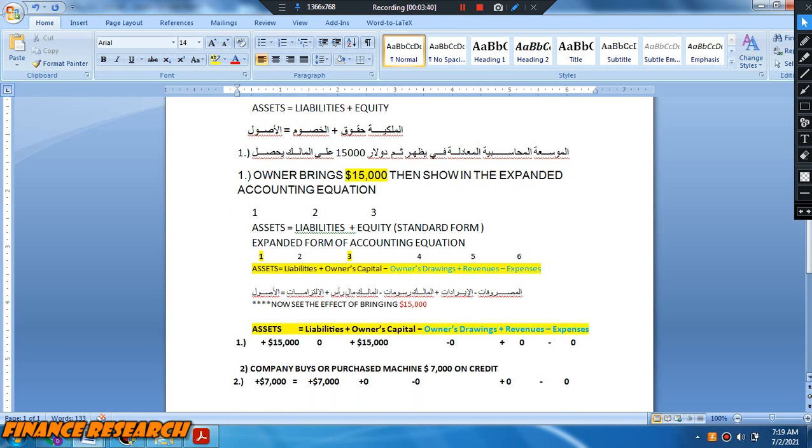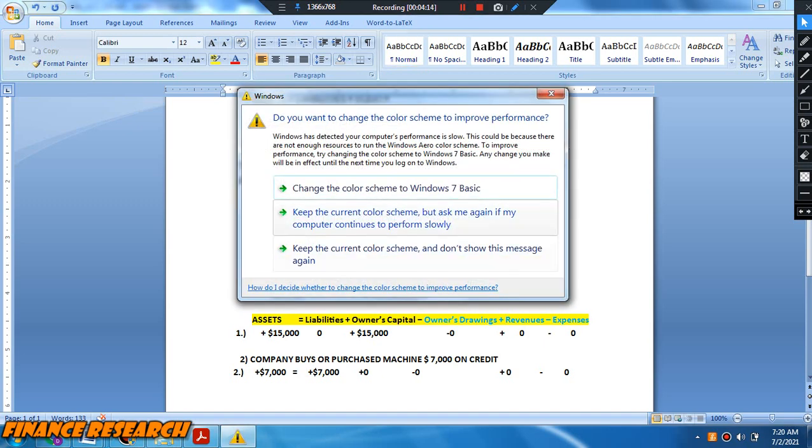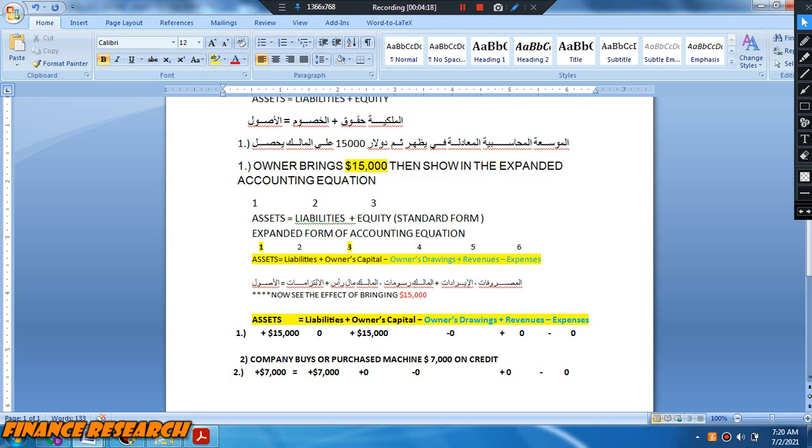Number two: the company purchased a machine for $7,000 on credit, not on cash. So what will happen here? Obviously the fixed assets will increase by $7,000, equal to, since the company has bought on credit, $7,000 on the liability side. Again, owner's capital, no effect, owner's drawing, no effect, and the same way on revenue and expenses, there will be no effect on the equation. Overall, we will take a look at what happens on the left side and the right side, whether they are equal or not.